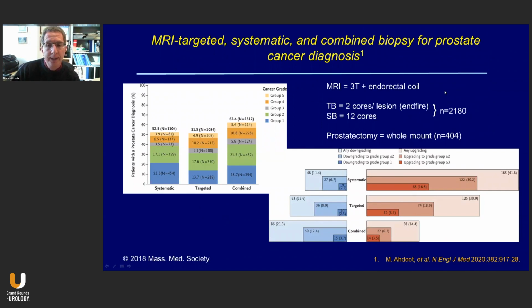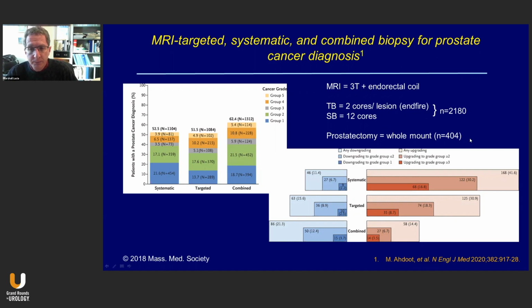Another excellent study coming out of the NCI that was also published in the New England Journal of Medicine looked at a high number of patients, over 2,100 patients, that got both a targeted biopsy with at least 2 cores per lesion and standard 12-core sextant biopsy. And you can see again that the combination of the two types of biopsies together outperformed either one alone, particularly for higher grade disease. But it's more interesting looking at the upgrading rate.